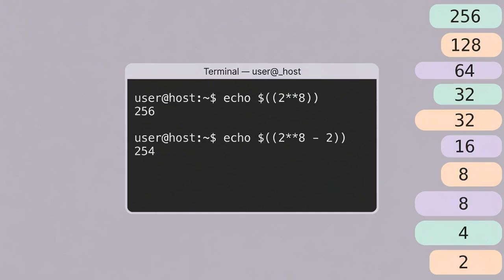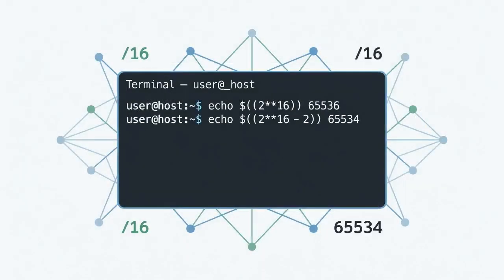The shell handles that arithmetic natively. Echo $((2**8)) returns 256, and subtracting the 2 reserved addresses gives the usable count of 254. Scale that up to a /16, common in campus and corporate networks, and the address space explodes. 2 to the 16th equals 65536, and reserving network and broadcast leaves 65,534 usable hosts, all derivable from a single shell expression.